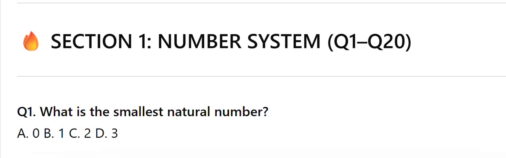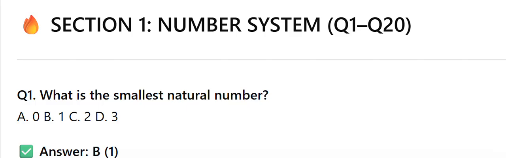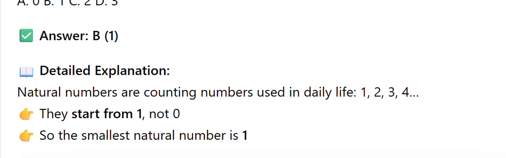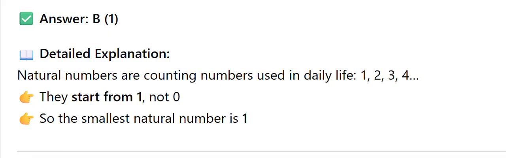What is the smallest natural number? First, we'll know natural numbers are counting numbers used in daily life, that is starting from 1, 2, 3, 4, etc. They start from 1, not 0, so the smallest natural number is 1.